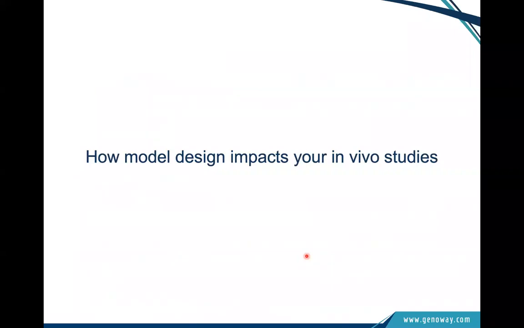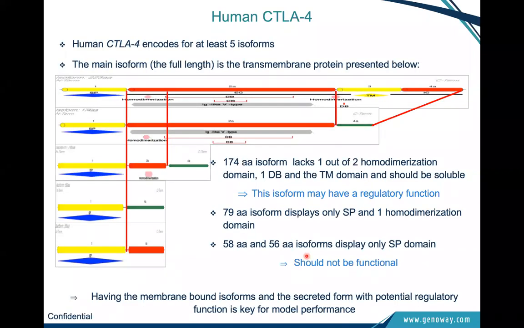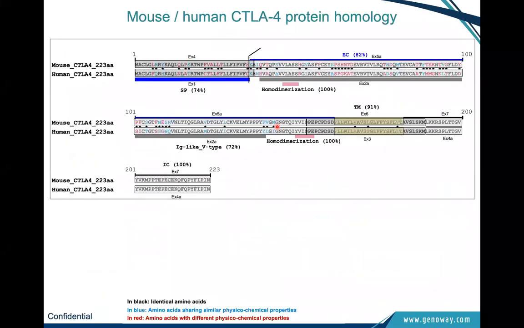We generated a model, and I wanted to show you how this was done. First, we looked at which different isoforms of CTLA-4 exist in human. In human, you have indeed several CTLA-4 isoforms: the full-length canonical form, but also a secreted isoform, which could have regulatory function because it contains the whole extracellular domain. So having a model with two isoforms is key, because that secreted isoform could act as a decoy and capture the interaction with CD80 and CD86.